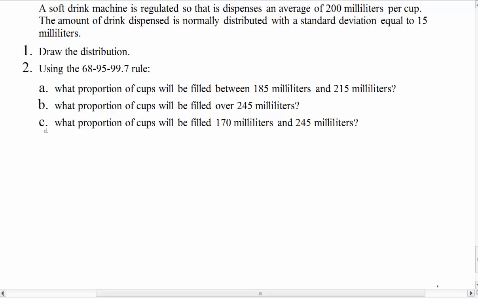A soft drink machine is regulated so that it dispenses an average of 200 milliliters per cup. The amount of drink dispensed is normally distributed with a standard deviation equal to 15 milliliters. This means that we have a mu equal to 200 milliliters and a standard deviation equal to 15 milliliters. We know what the shape of the distribution looks like because it says it's normally distributed.